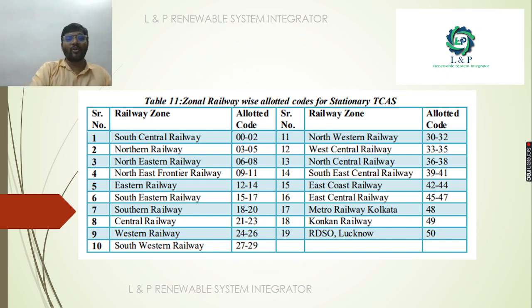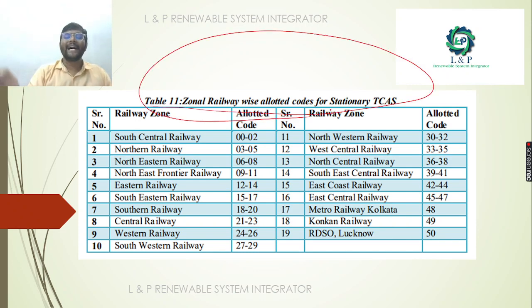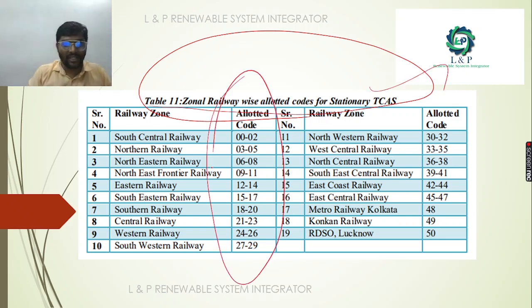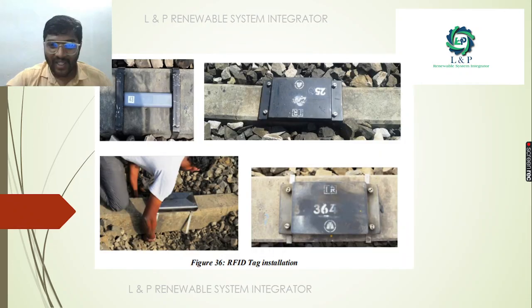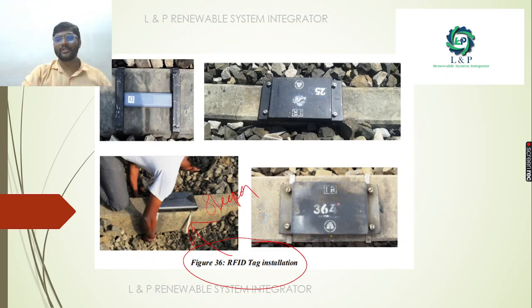Most importantly, we are also following the allotted codes for the station train collision avoidance system for different railway zones. If we are coming under the Southern Railways, the allocated code is 18 to 20. If you are in Konkan, it will be 49. Like this, we have different allotted codes for the stationary train collision avoidance system. See here, this is a simple example. As you can see, this is how the RFID tags are installed on the sleepers. This is how it looks on the track side.